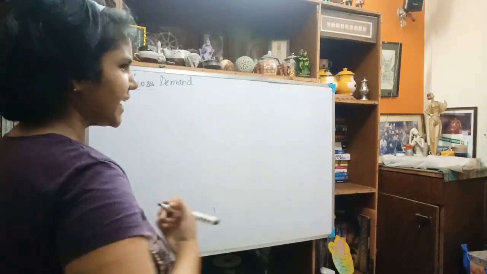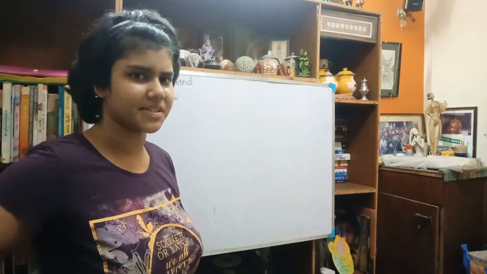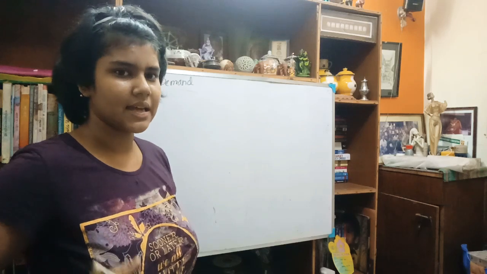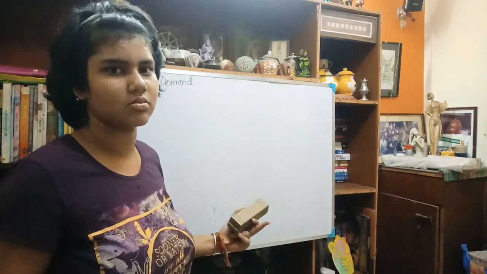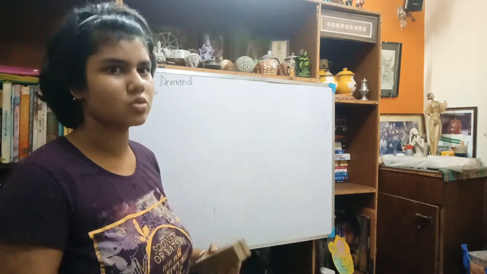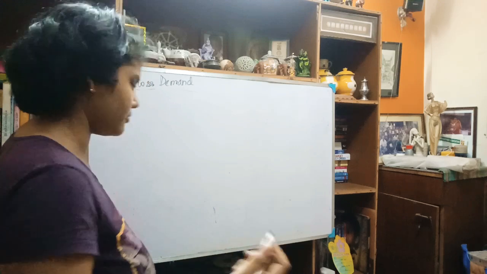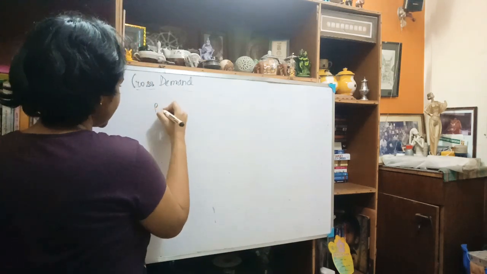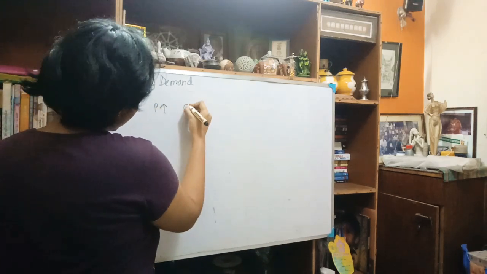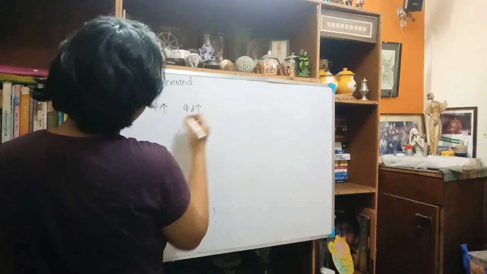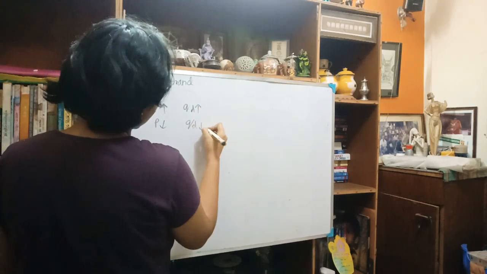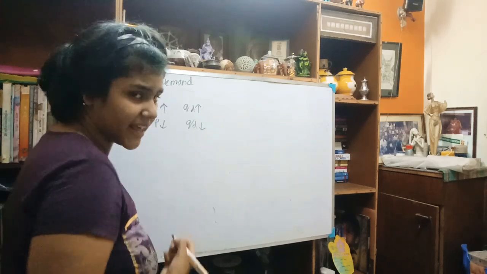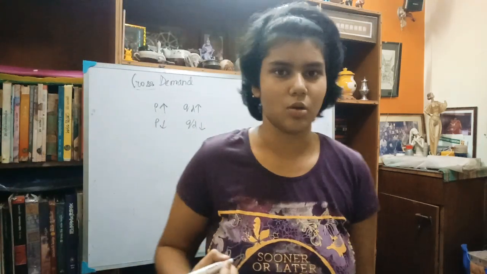So, even if the price of petrol increases, the quantity demanded for car will not decrease because they're related. Like one cannot do anything without the other. So they have a positive relationship. So price increases, quantity demanded will also increase. Price decreases, quantity demanded will also decrease. So how's the curve? It is upward sloping.